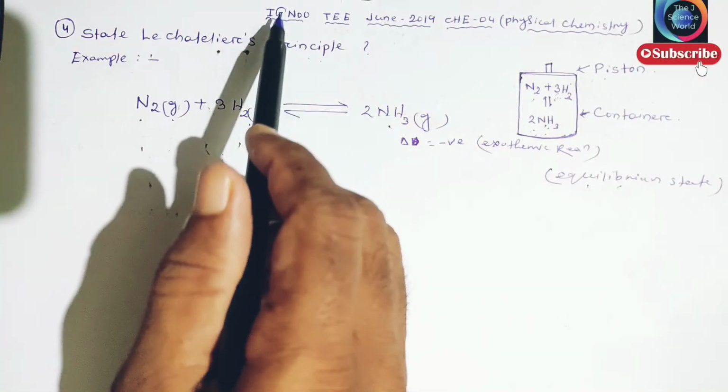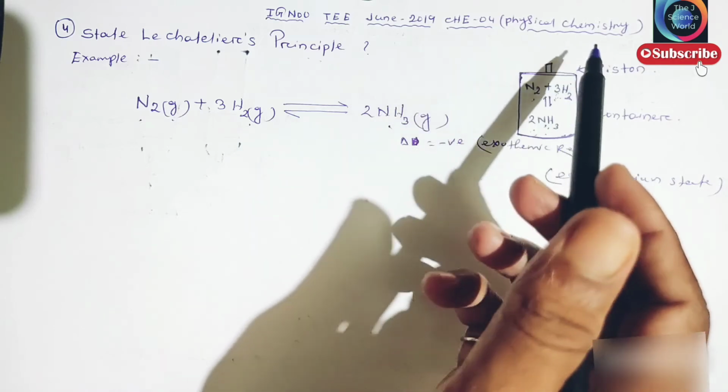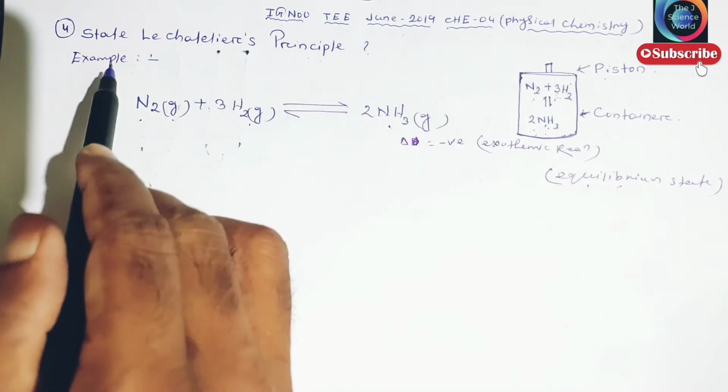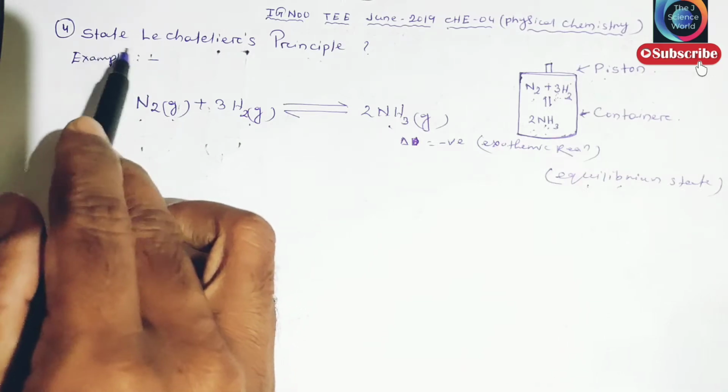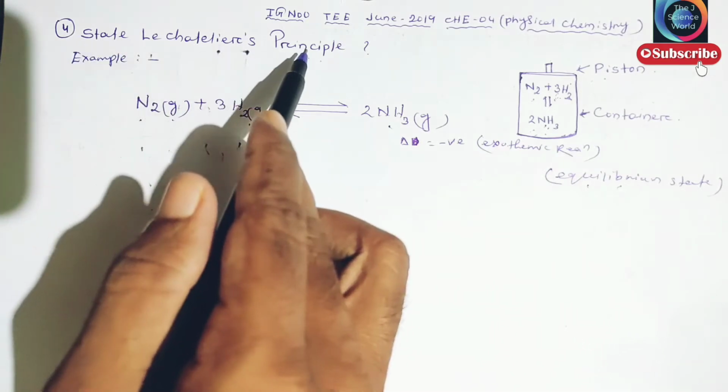Today's lecture we are going to talk about IGNOU June 2019 CHE-4 Physical Chemistry. We already discussed question number 1, 2 and 3. In this particular video, we continue with question number 4. This is question number 4: state Le Chatelier's principle.